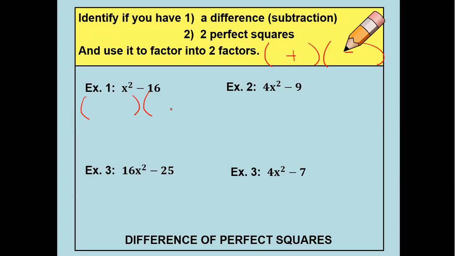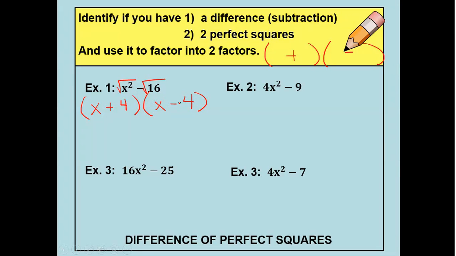So let's go ahead and write our template here. One's going to be a plus, one's going to be a minus. Now the square root of x squared is just x. So I know I need to put x and x. Right? Perfect square. 16 is a perfect square. So if I square root 16, I get 4 and 4.